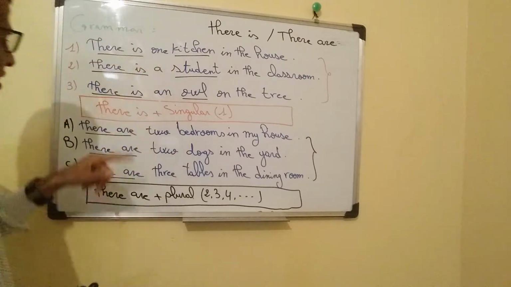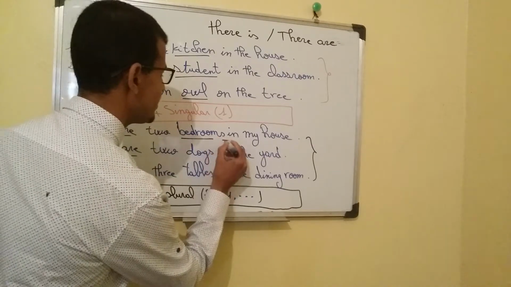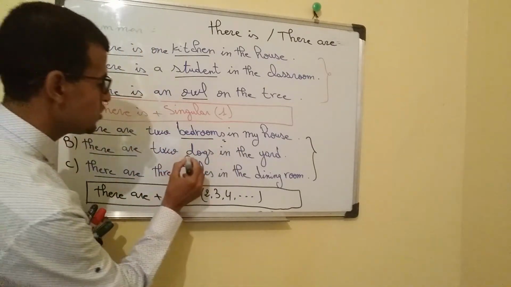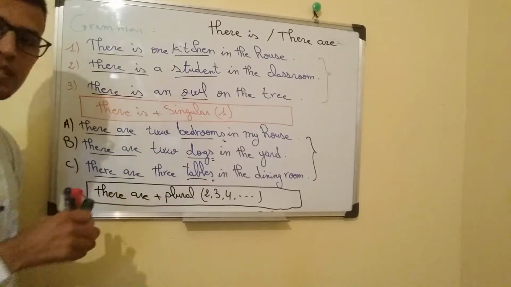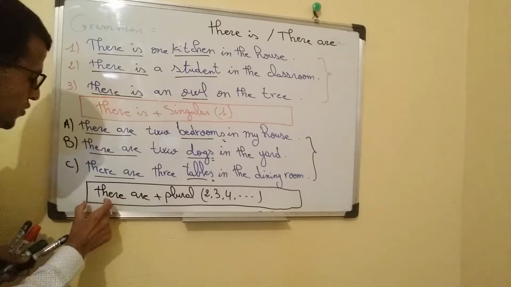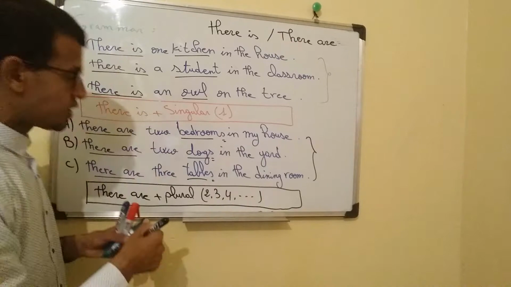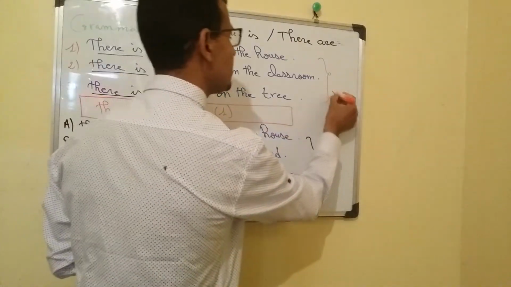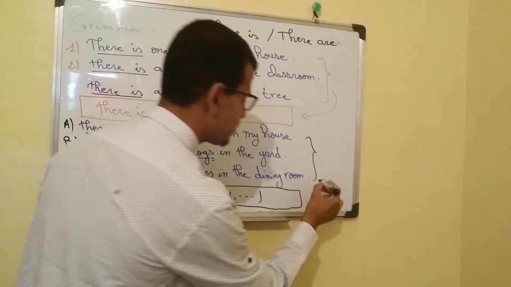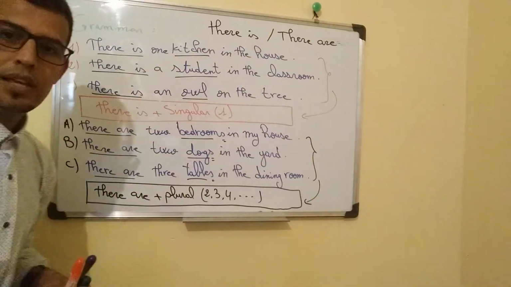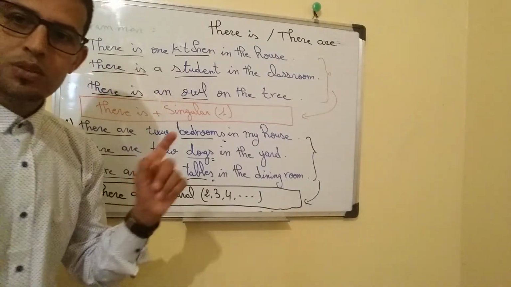Okay? Great. So here there are two bedrooms. Two bedrooms. So it's plural, so we have S. Two dogs, three tables, okay? So these nouns are in plural. So we use there are plus plural nouns. It means two, three, four, etc., okay? So this is the rule for there is, and this rule is for what? For plural there are.